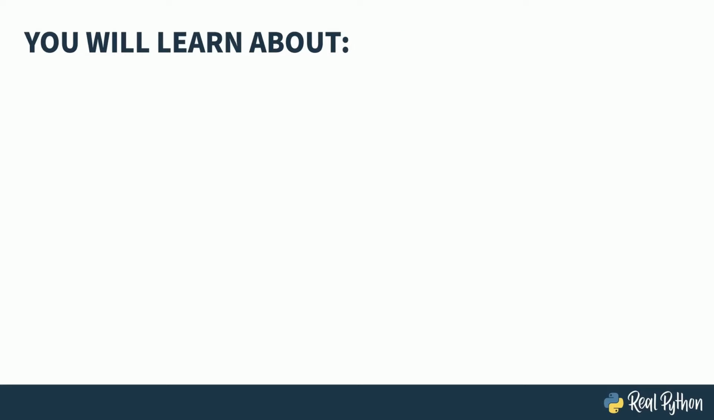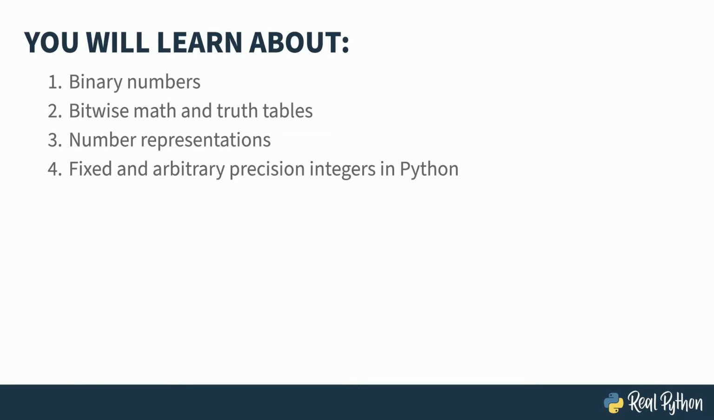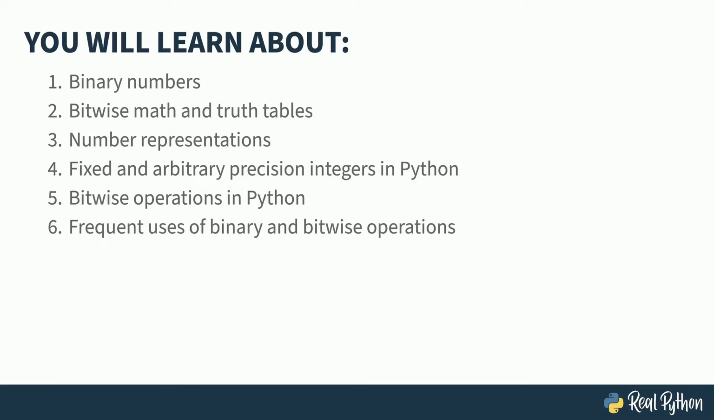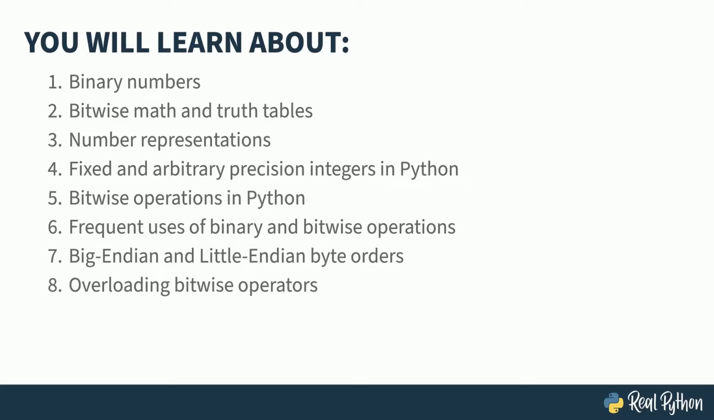This course introduces you to binary number concepts and how you can use them in the Python programming language. In particular, you'll learn about binary numbers, bitwise math and truth tables, number representations, fixed and arbitrary precision integers in Python, bitwise operators in Python, frequent use of binary and bitwise operations, big endian and little endian byte orders, and overloading bitwise operators.